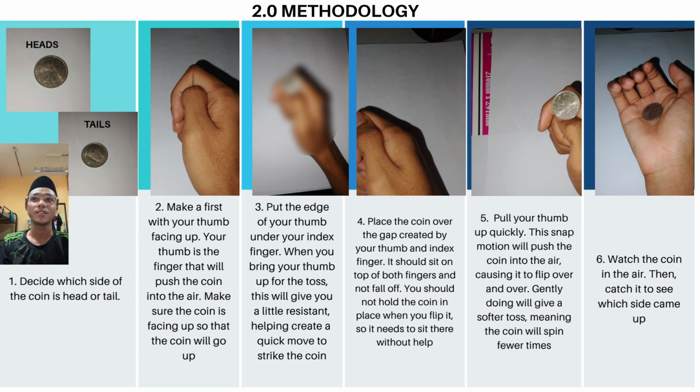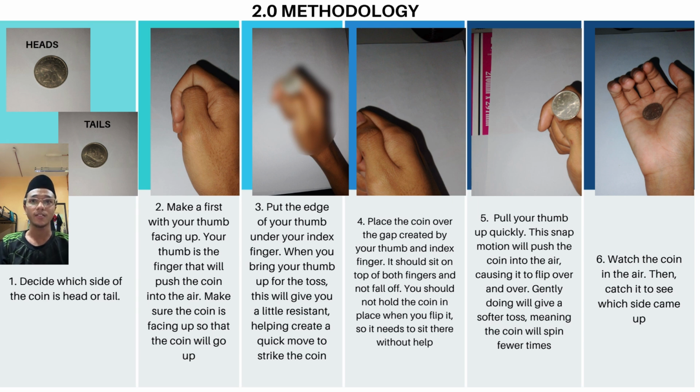2.0 is methodology. The first one is to decide which side of the coin is head or tail. The second, make a fist with your thumb facing up. Your thumb is the finger that will push the coin into the air. Make sure the coin is facing up so that the coin will go up.